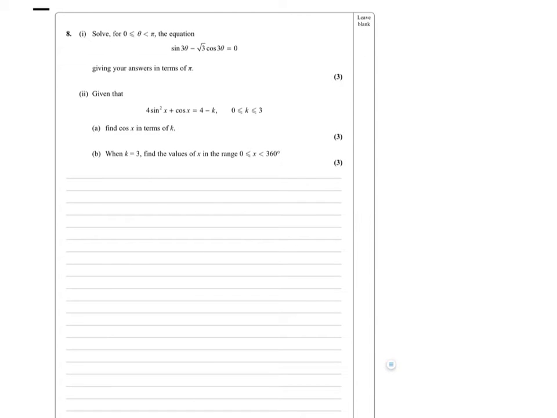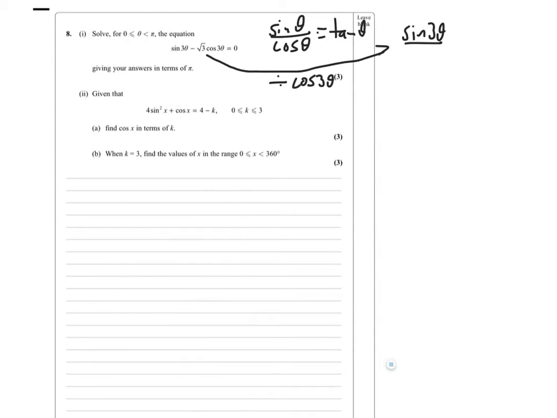Right, I've got a trigonometric question here. The rule I'm going to use for part 1 is that sine theta over cos theta equals tan theta. That's the first thing, and I've done it all over here because I'm going to need some space for the second part. If I divide everything by cos 3 theta, I'm going to end up with sine 3 theta over cos 3 theta minus root 3 equals 0. That I can rearrange to get tan of 3 theta equals root 3.